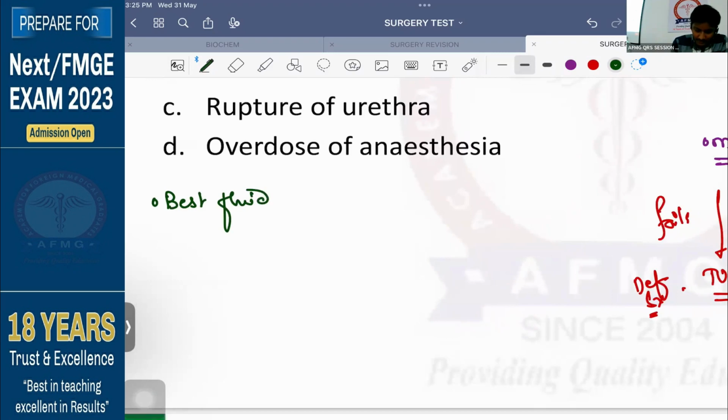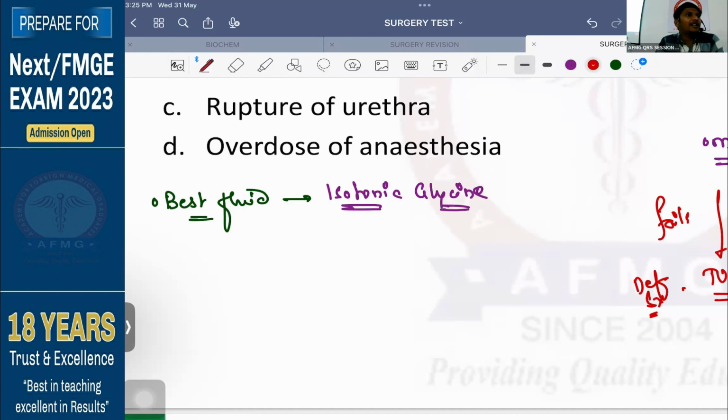Very good. Which kind of glycine? Hypotonic, isotonic या hypertonic? The best fluid will be an isotonic glycine. What do I mean by isotonic? जिसका concentration is exactly equal to that of the plasma, जिसका concentration blood के concentration के equal हो, इसको बोला जाता है isotonic fluid. So it is an isotonic glycine which is generally used for irrigation definitely.